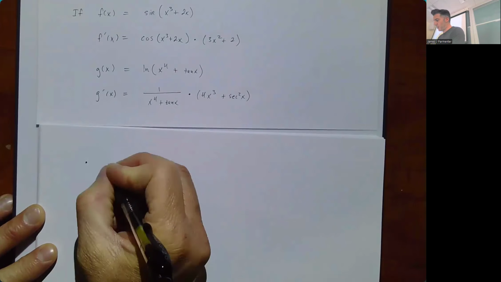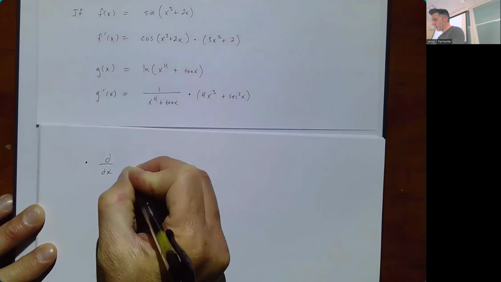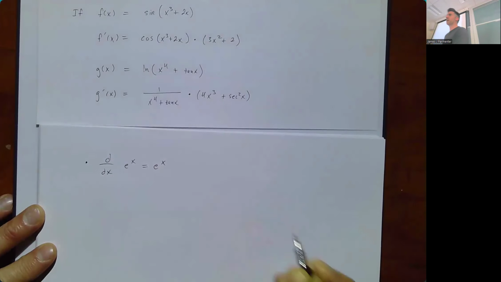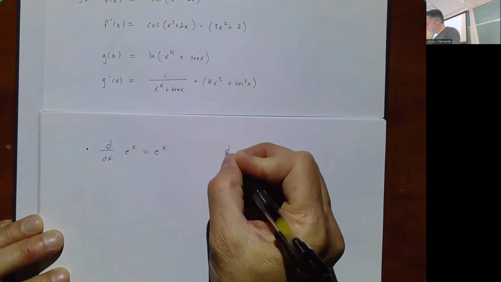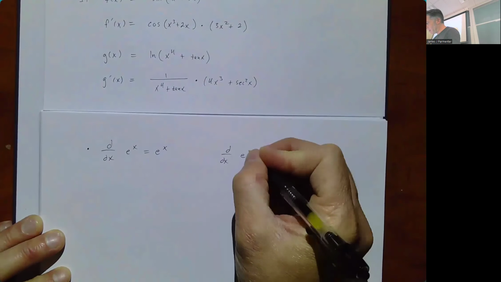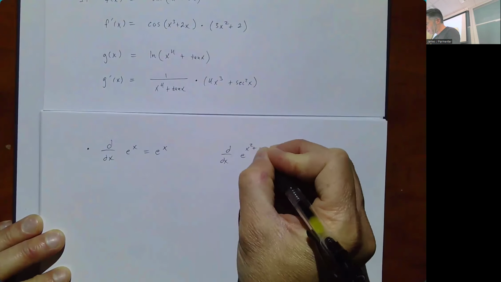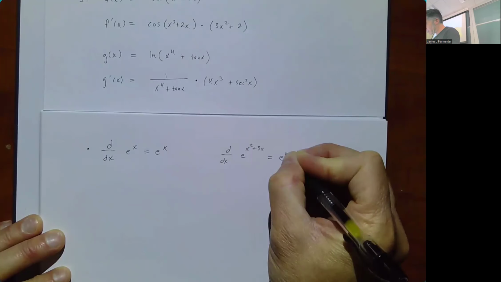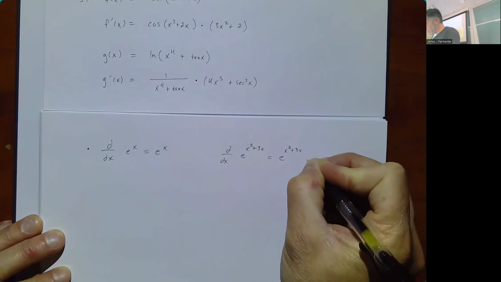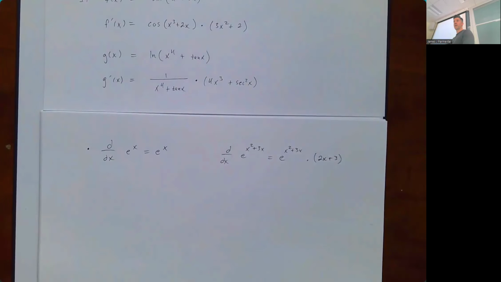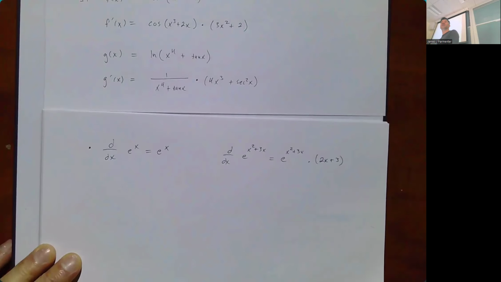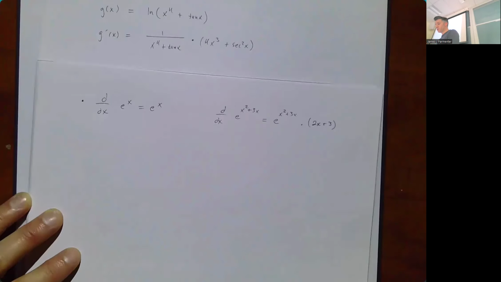So a couple other things. The derivative of e to the x is e to the x. Kind of everyone's favorite sometimes because it doesn't change. The derivative of e to the stuff, like x squared plus 3x, is e to the stuff times the derivative of that stuff. But if you change your base, there's an additional thing to look out for.